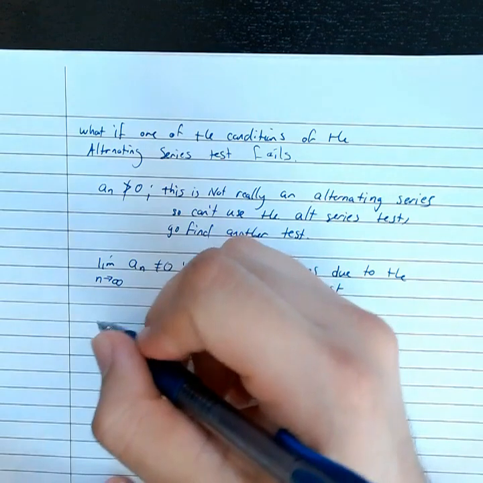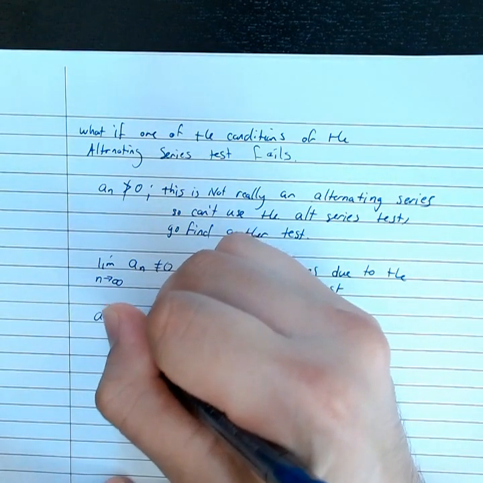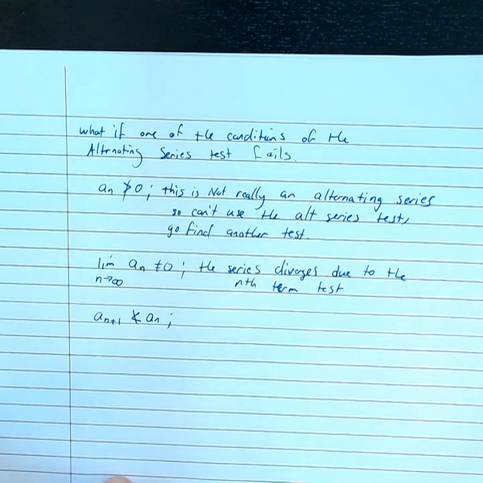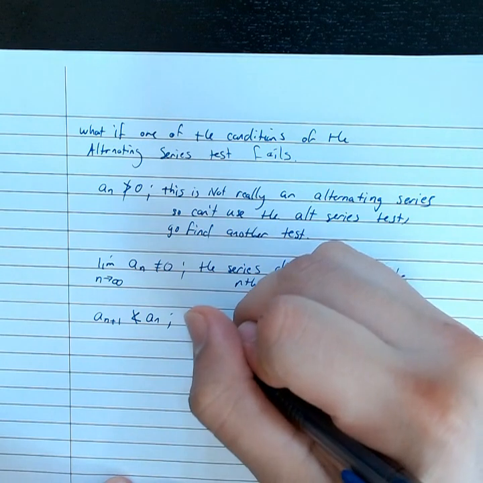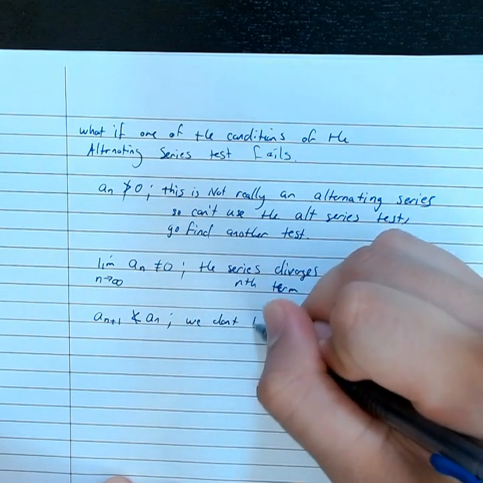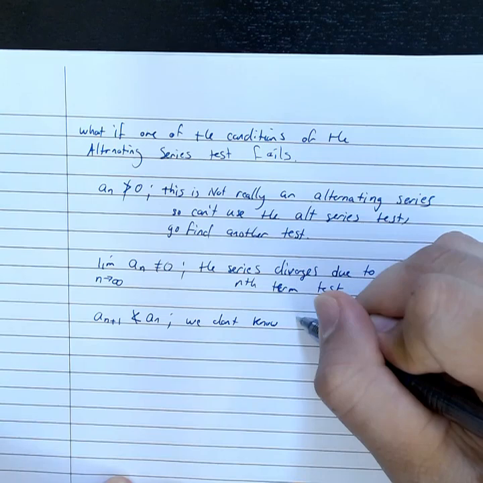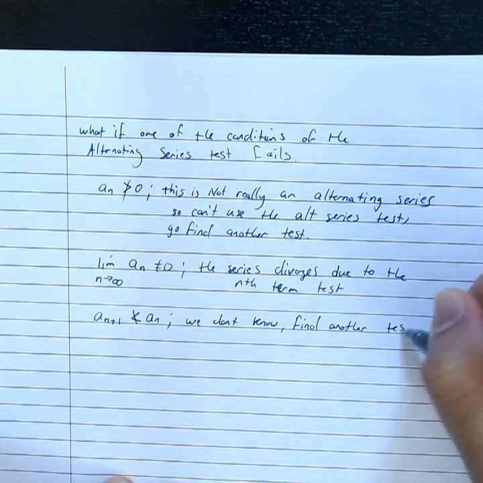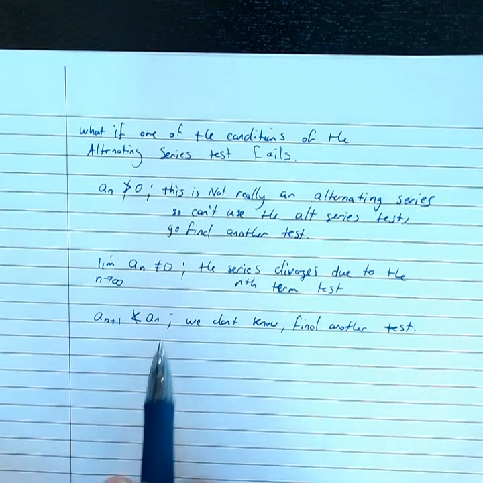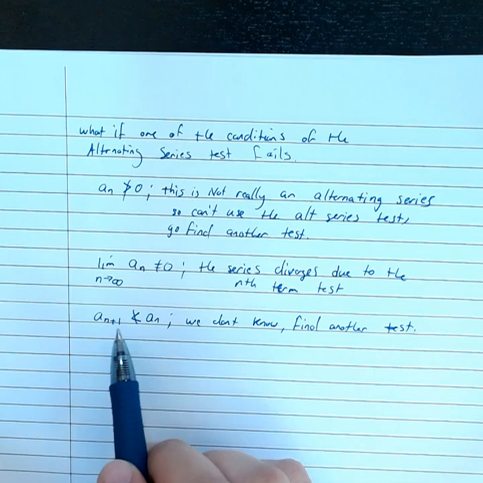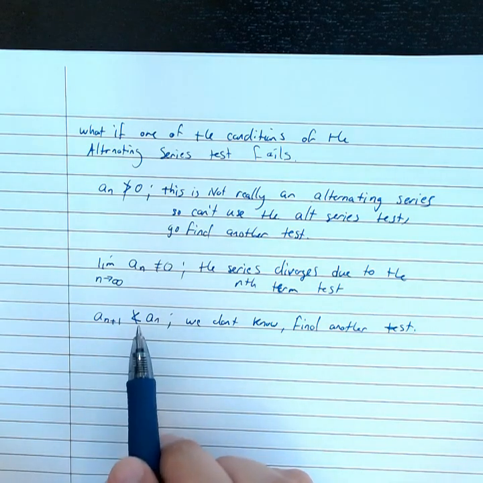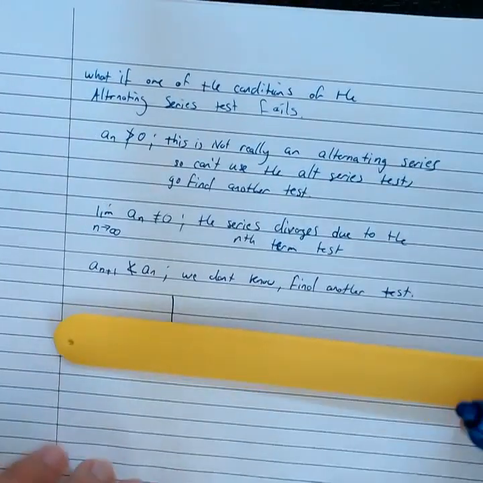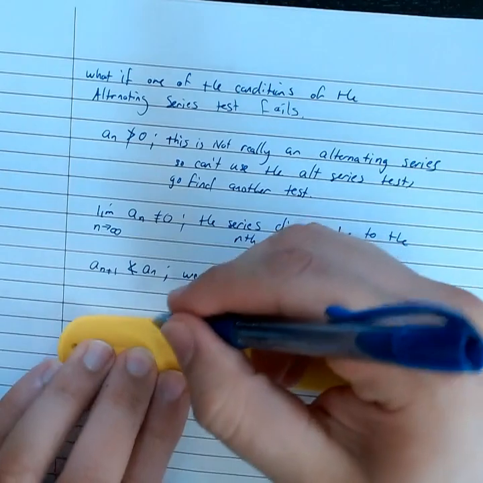Okay. The third one, if your a sub n plus 1 is not less than a sub n, then you don't learn anything. You have to go find another test. We don't know. We have to go find another test. It is possible for an alternating series that isn't decreasing to converge, right? Without giving any explicit function, let's just take a look at a quick illustration to show that.